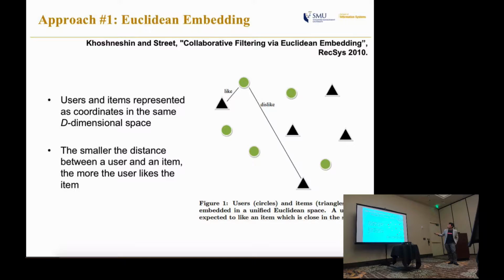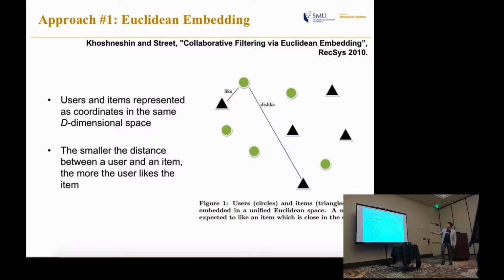So for example, this user is close to this triangle, so this user is going to like this item, but it's far away from this triangle, so this user probably will dislike this item. So this is very intuitive, because essentially it comes down to the notion of distances, and the closer they are in this space, the more likely that the user is going to like them. Now, to do this, we're going to contrast the original matrix factorization approach as well as the Euclidean embedding approach.